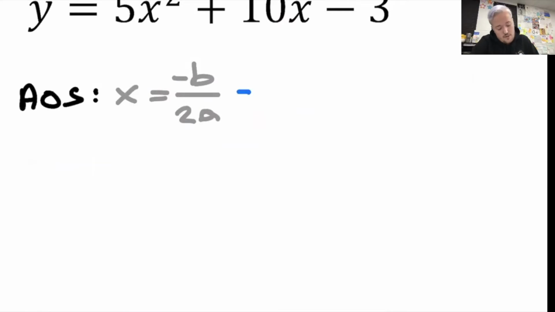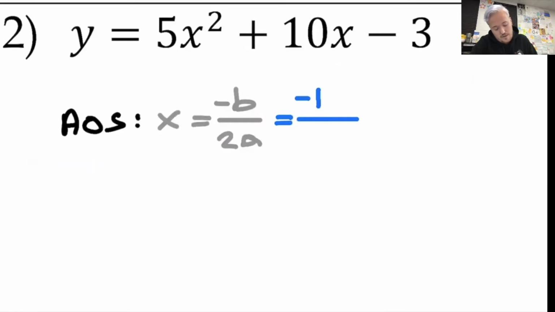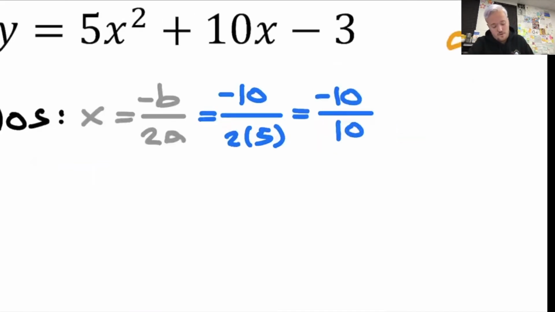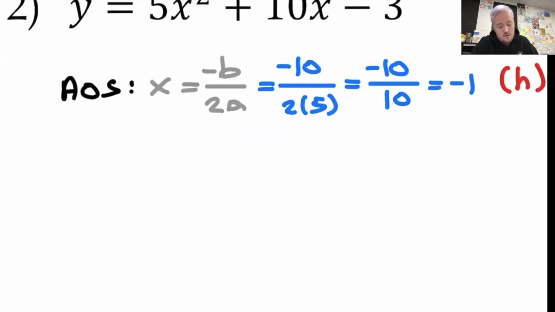Here, you want the opposite of B, so I want the opposite of 10 over 2 times my A value. We're going to have -10 over 10, which simplifies to -1. Remember, this is your H value. Now I want to find the vertex.